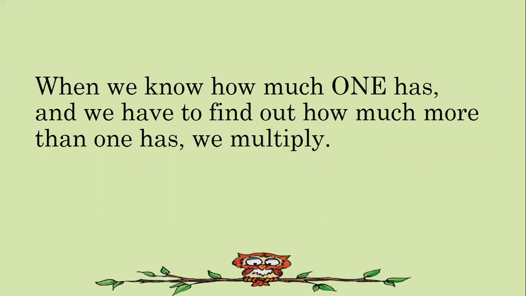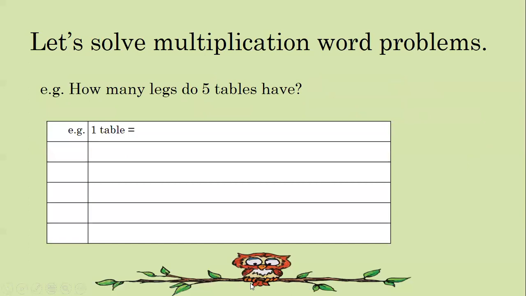If we know that one bowl has 5 apples in it, and we want to know how many apples 2 bowls will have in it, we have to multiply 5, that's how many apples in one bowl, times 2, which is how many bowls we have. So you multiply how much one has times how much we want to find out, right? So when we know how much one has and we have to find out how much more than one has, we multiply. So let's look at this sum.